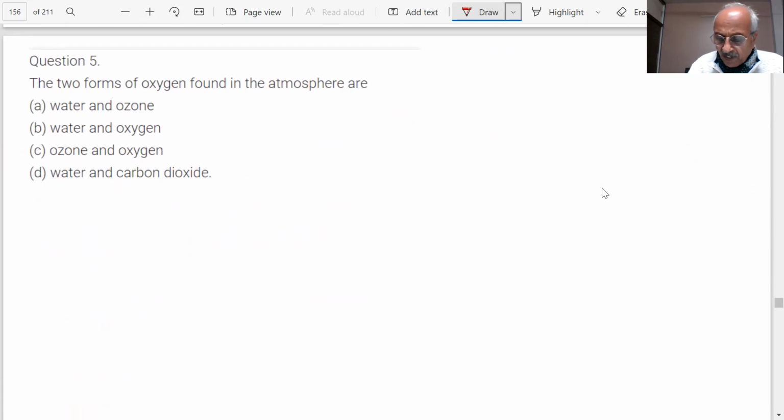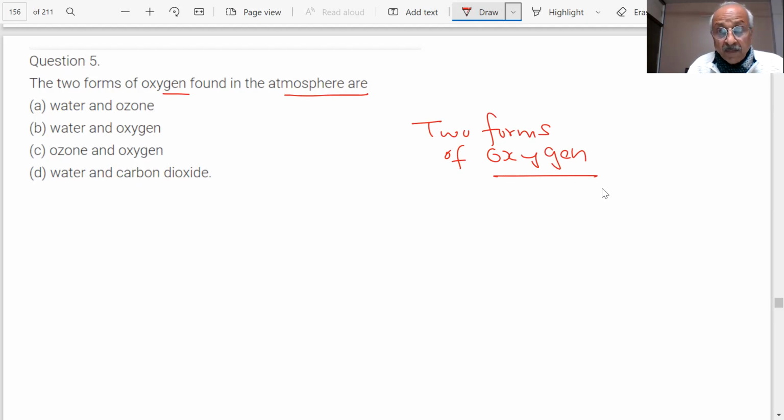Another question is on the screen, students. The 2 forms of oxygen found in the atmosphere are... 2 forms of oxygen, students. Which are the 2 forms of oxygen? You are aware of it. Before I see the answer, am I aware which 2 forms are existing in the atmosphere? Yes, sir. Which are the 2 forms? O2 and O3. So they are the 2 allotropes of oxygen. So what is the answer here, students?